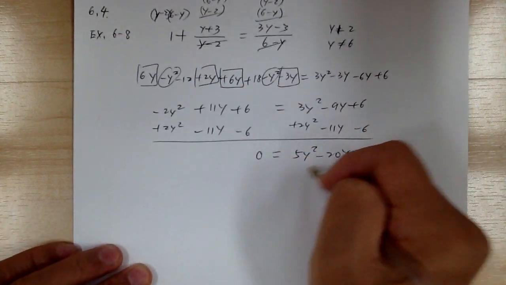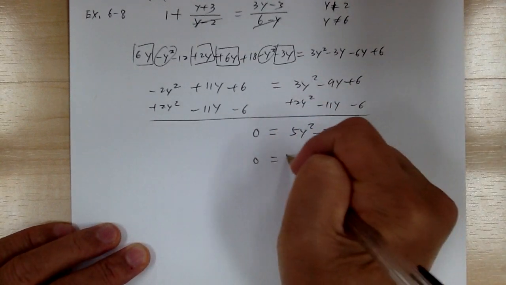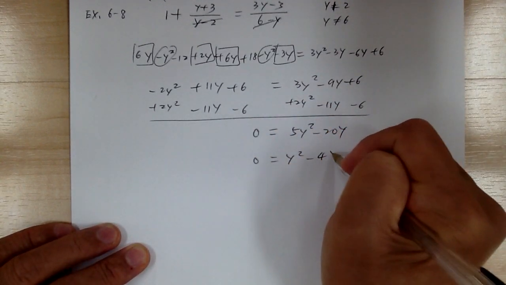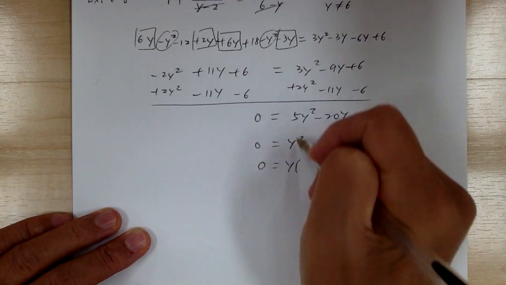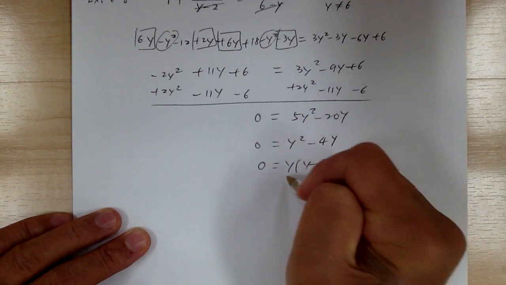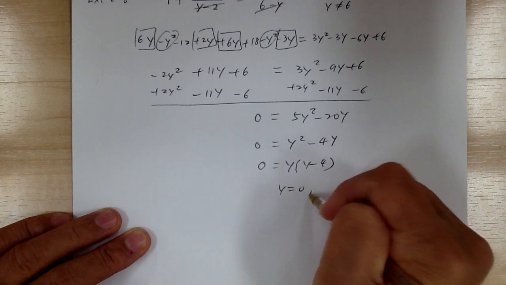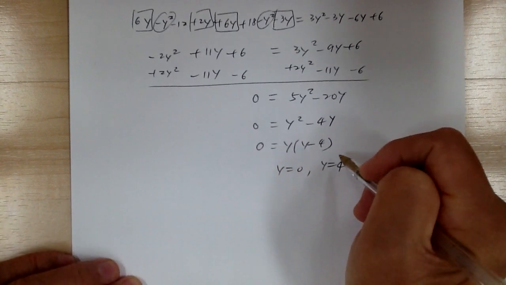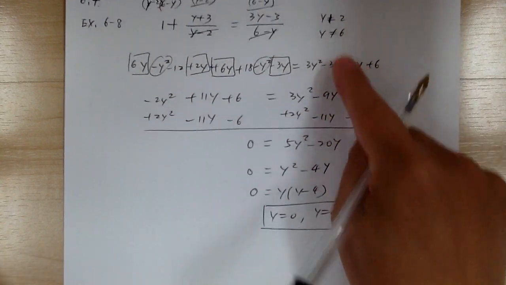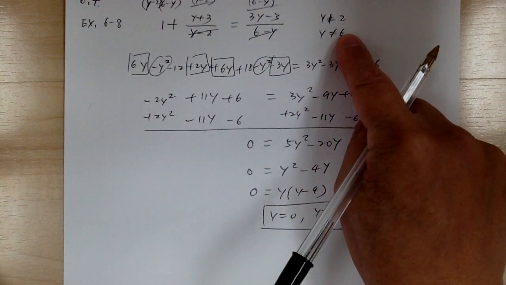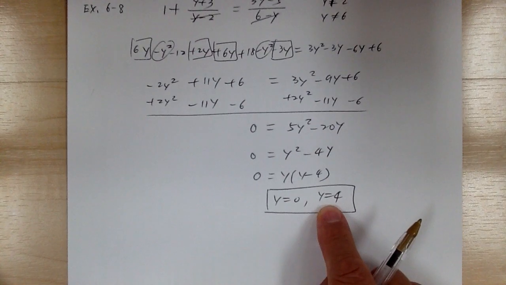And you can divide by 5 to lower your numbers. So you got y squared minus 4y equals 0. Then you can do the factoring. You can factor out the y. And so you got y equals 0 or y equals 4. Okay. And you have to check for restrictions, right? If any one of these is a restricted value, then you have to cross it out.